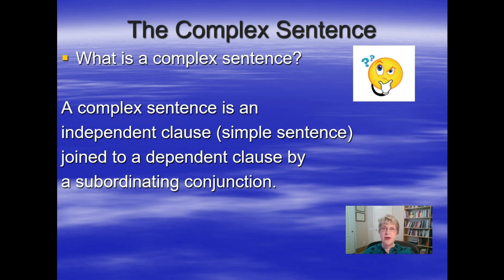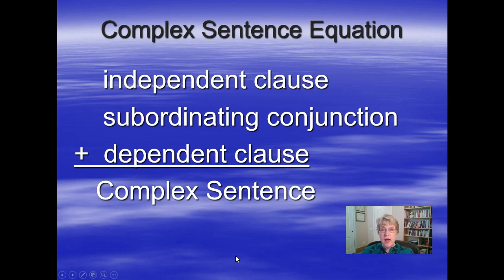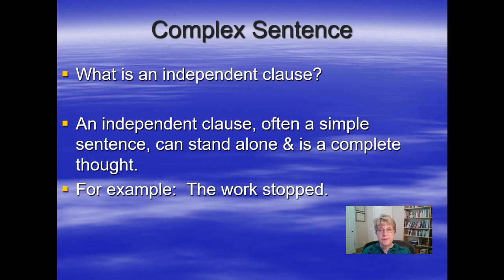Let's break this down into smaller components for better understanding. I like to create equations. They kind of help me have a visual of what I'm trying to understand. So an independent clause plus a subordinating conjunction plus a dependent clause creates a complex sentence. Now let's examine each of these for better understanding.